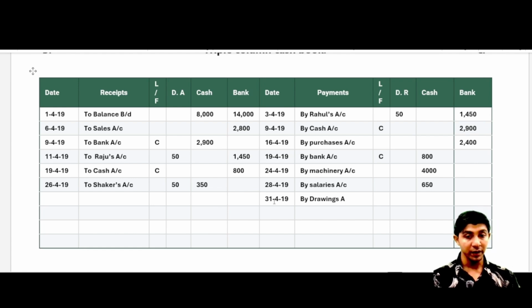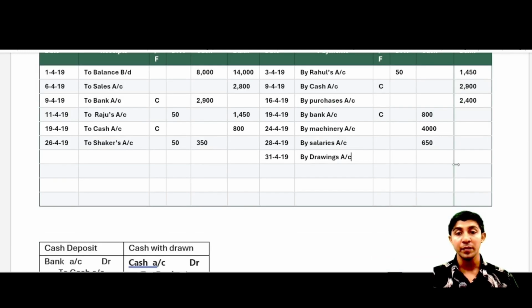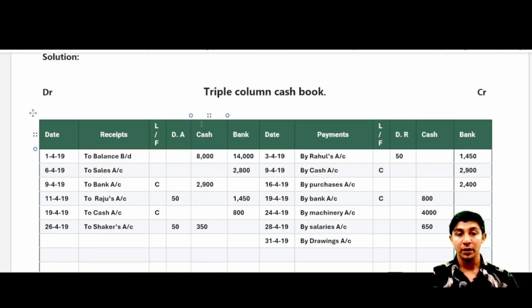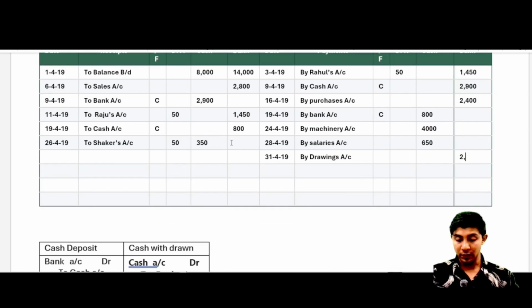account A/C. Then let us observe this cash withdrawn from bank. Money goes out of our bank account, so we have to write here, what is the amount? The amount is rupees 2300. 2300 is the amount.